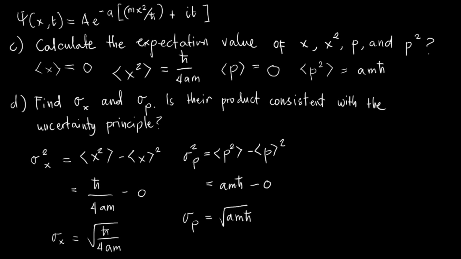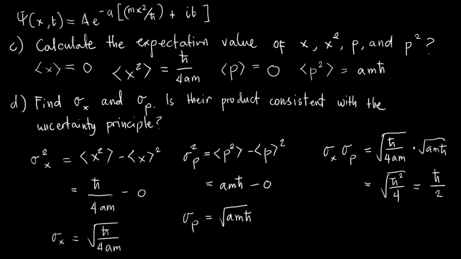Now, according to the uncertainty principle, the product of these two has to be equal or greater than h bar over 2. In this problem, we see that the product is h bar over 2. Therefore the uncertainty principle holds.